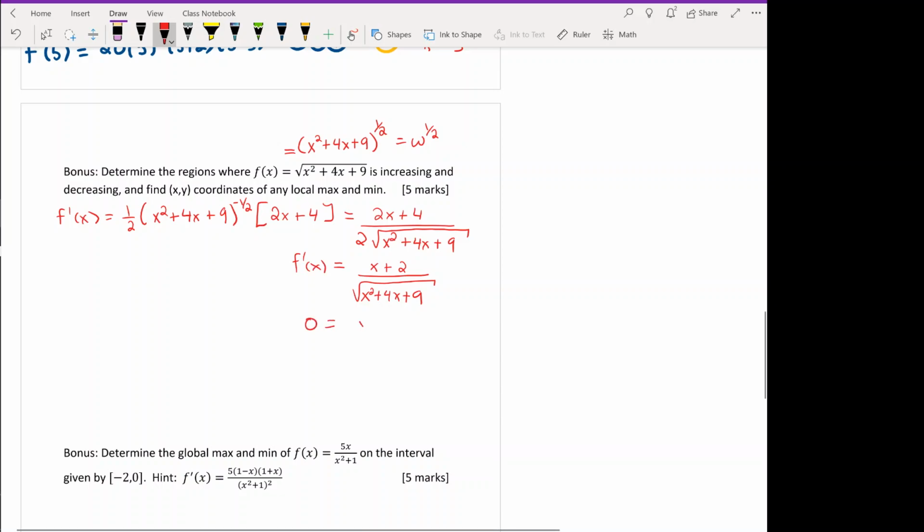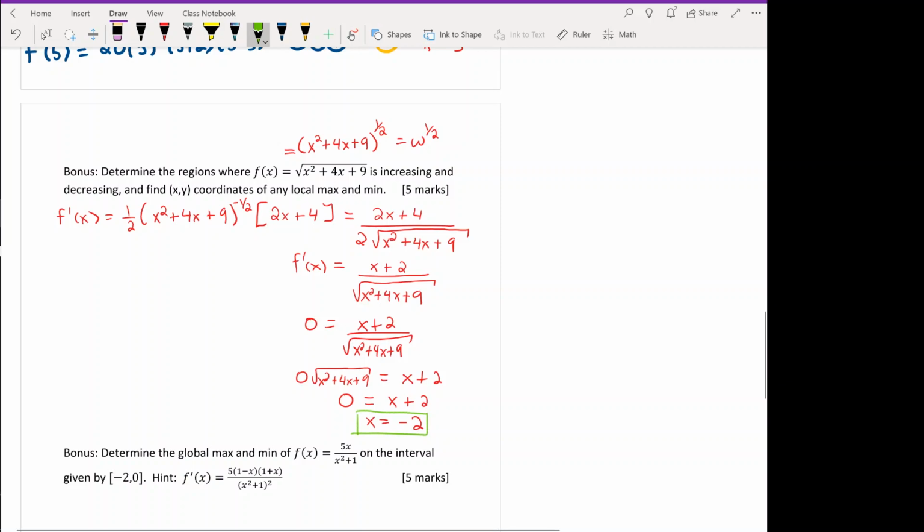So 0 equals x plus 2 over the square root stuff. Cross multiply, 0 times square root stuff equals x plus 2. 0 times anything is 0, so 0 is equal to x plus 2. That means x is equal to negative 2. That's our one candidate location where we could have a max or we could have a min.